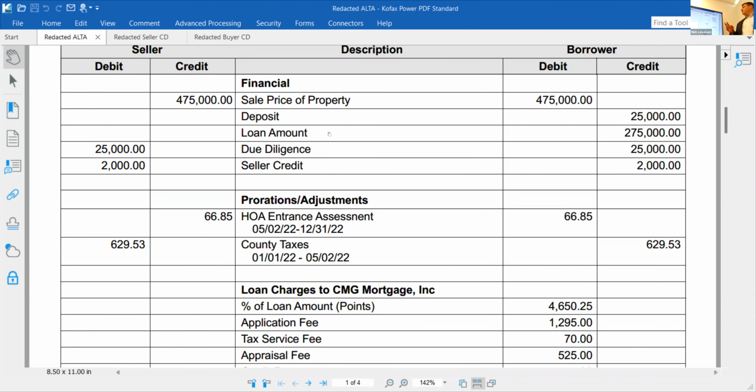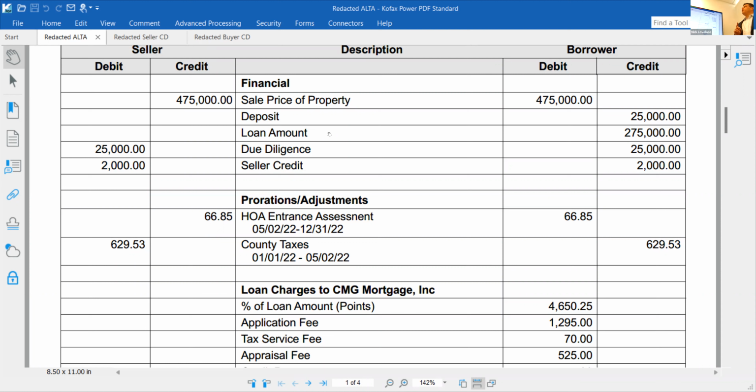Your due diligence, obviously, this was back in the era where due diligences were well inflated, although this is a nice due diligence deposit transaction anyway. So make sure, obviously, those numbers are accurate. And if your seller is giving a credit, then that's going to be listed there as well. And this was in 2022 when credits were starting to come back in. Now we see a lot of them.